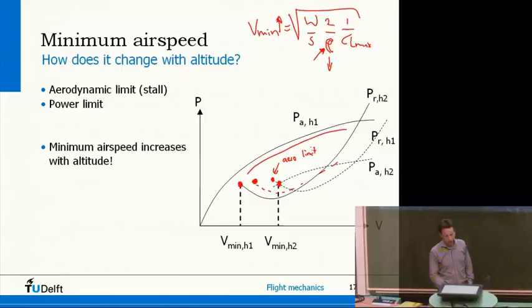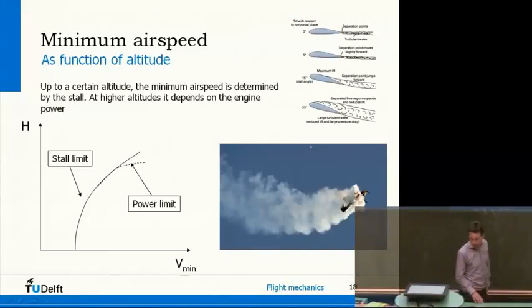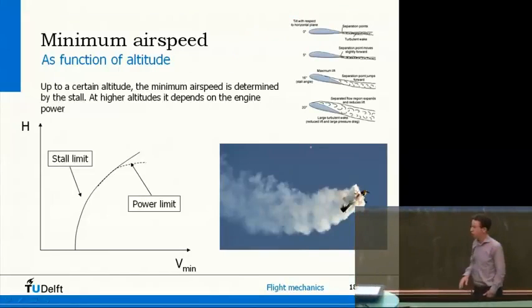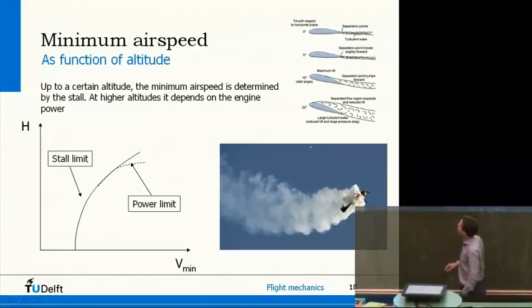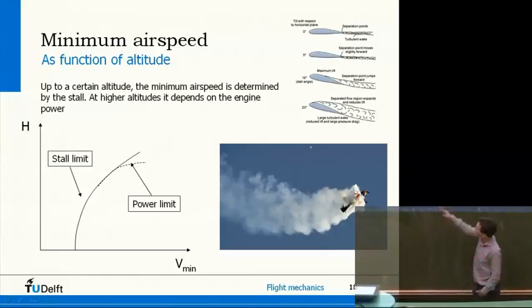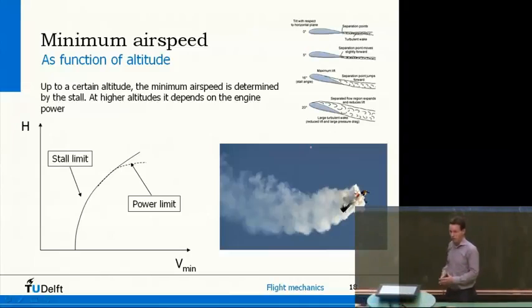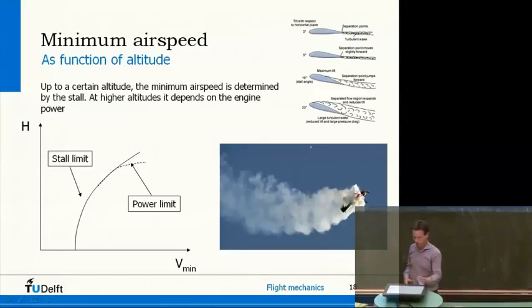Now, if you would draw that as a function of altitude, then at sea level you might have some kind of a minimum airspeed, and of course it goes gradually to the right once you go higher in the atmosphere, and at some point you get limited by what the engine actually can do. You simply cannot fly at the aerodynamic limit anymore due to what the propulsion system can generate. Now this is what happens to minimum airspeed.